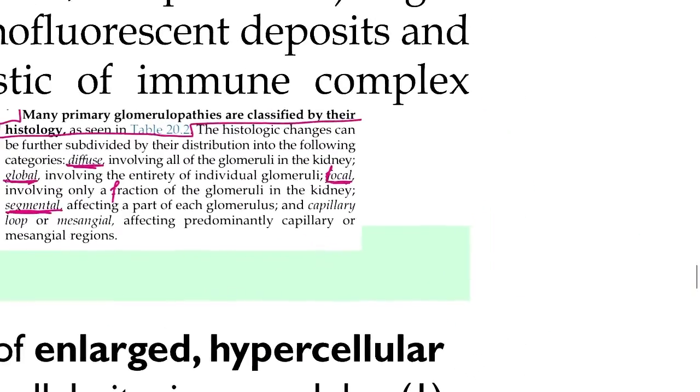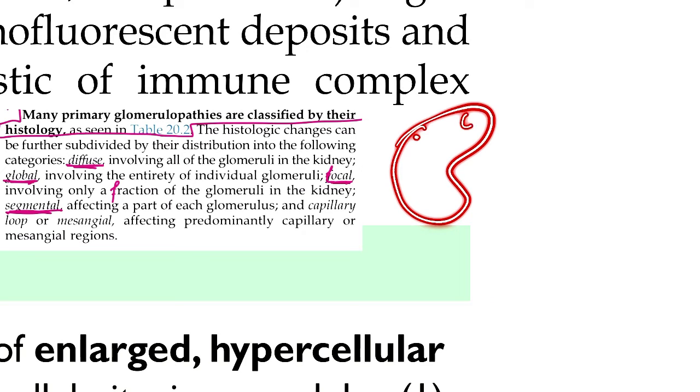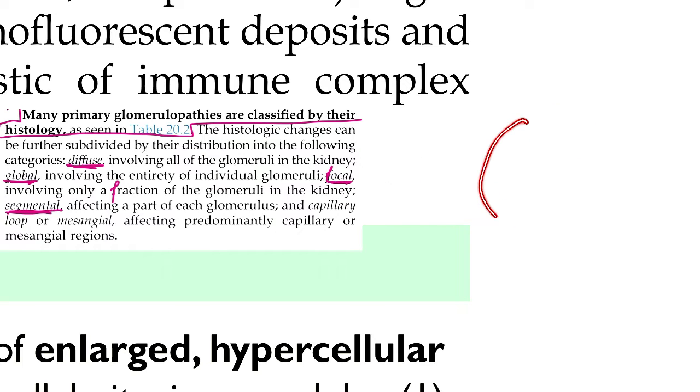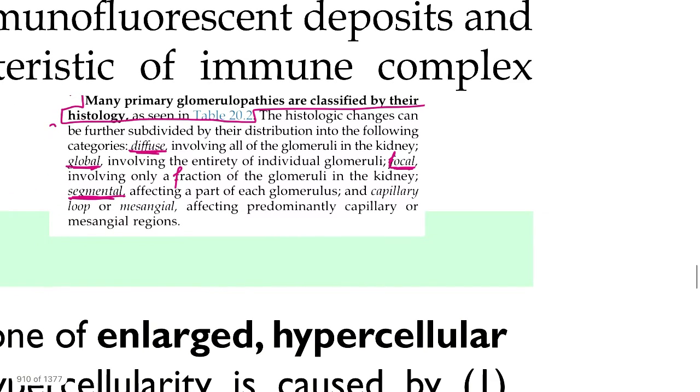So what it is telling is, this is our kidney, right, every glomerulus. If there is involvement of every glomerulus, that will be our diffuse, right. If there is involvement of only one glomerulus, that will be called our global, right. And if there is involvement of only a fraction of glomeruli, then that is our focal, right. And if there is involvement of just some segment of the glomerulus, such as capillary loop or mesangium, then that is our segmental. So I think it's clear now.